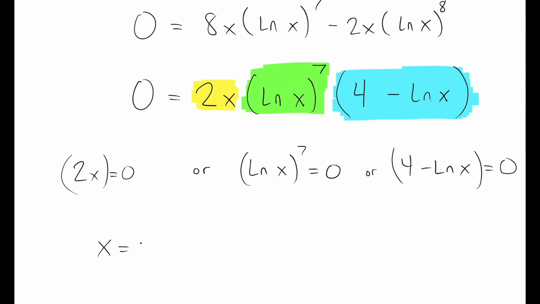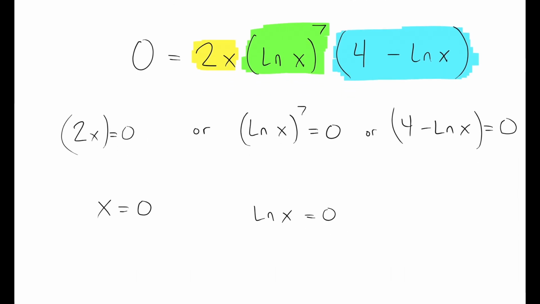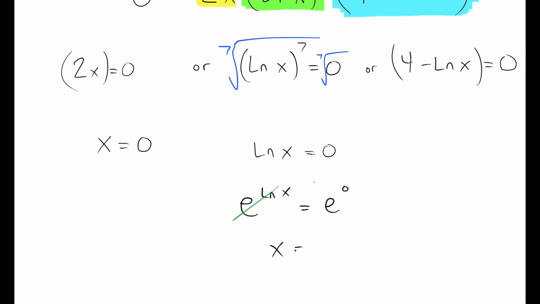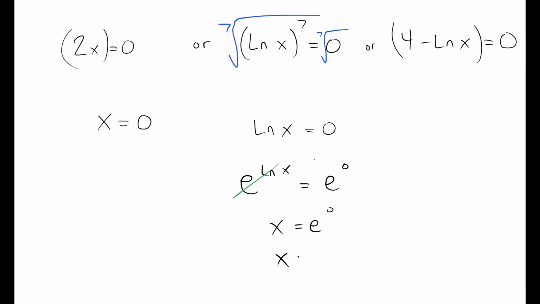So it looks like x equals 0 is a critical point. We'll take the 7th root here, so ln x equals 0. I'm talking about taking the 7th root of both sides and getting this. We should do e to the ln x equals e to the 0, letting both sides of the equation become an exponent of an e. These would cancel, and therefore x equals e to the 0, which is 1.